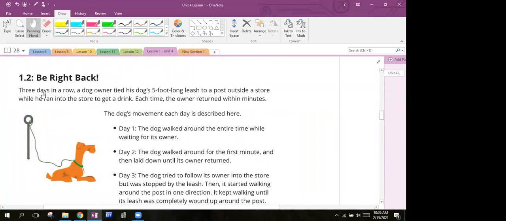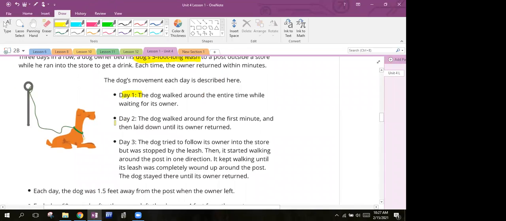It says 1.2, three days in a row, a dog owner tied his dog's 5-foot leash, underline his 5-foot leash, to a post outside of a store while he ran in the store to get a drink. Each time the owner returned within minutes. The dog's movements each day are described here. So we've got day 1, 2, and 3.